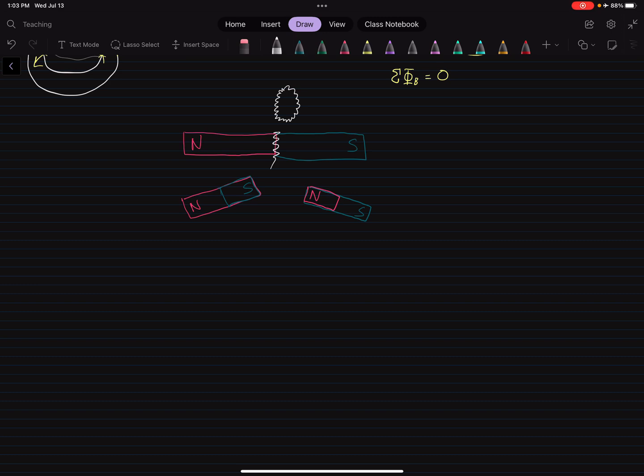And that's kind of how you can think of how bar magnets or magnetic things work.